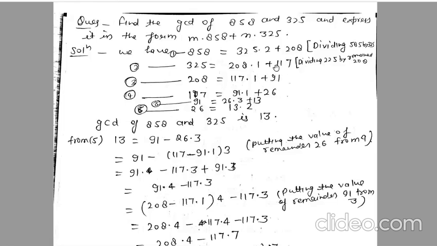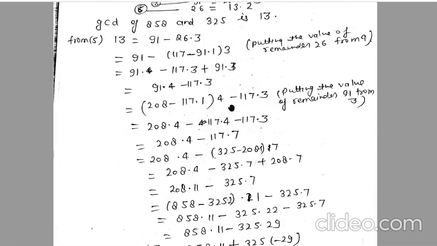Now again, the last remainder is 91. So write the value of the remainder from equation third. Then you will get 208 minus 117 into 4 minus 117 into 3. Just solve this: 4 times 117 and 3 times 117, so total will be 7 times.